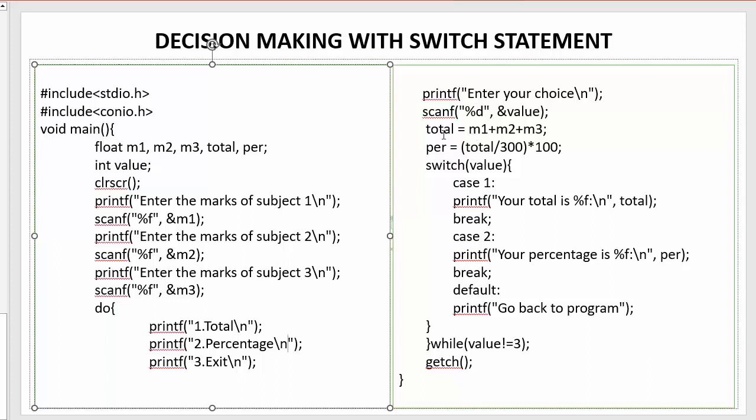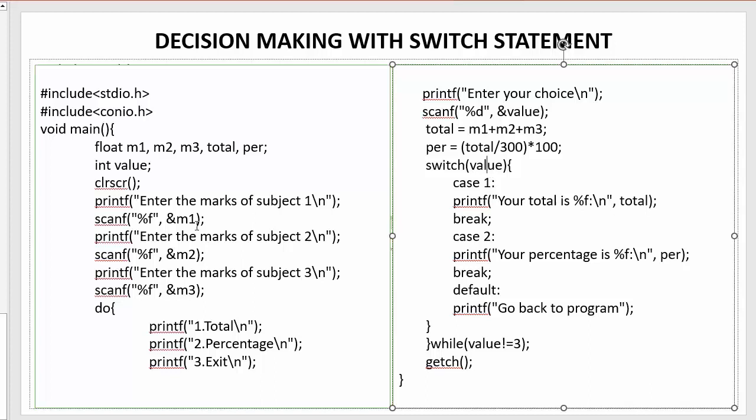Then the total and percentage get calculated, and now the user has entered the choice as 1. That 1 gets stored inside this value variable, and that value I have passed to switch. So then control will come inside the switch statement. Then the value stored inside the value variable, which is 1, gets matched with case 1. So now 1 and case 1, both of these values get matched. That means the total gets printed out.